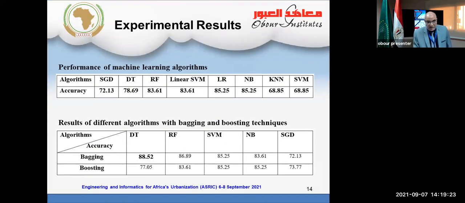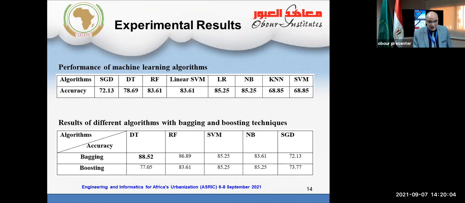Regarding the performance of the machine learning algorithms which we can use, we can say that stochastic gradient descent is 72.13, and then decision tree, random forest, linear support vector machine, logistic regression, naive Bayes, KNN and the support vector machine. The logistic regression and naive Bayes have the highest performance, which achieved 85.25%.